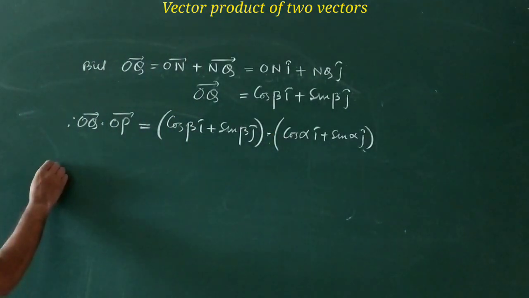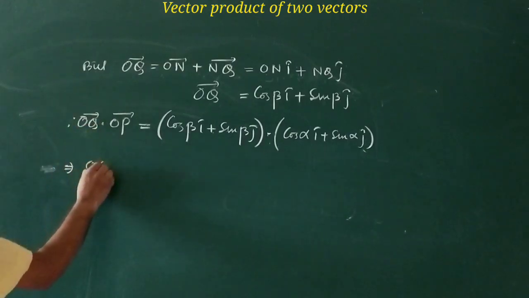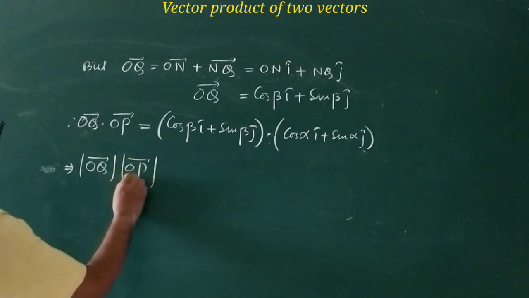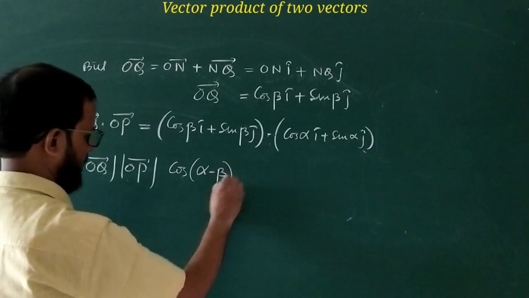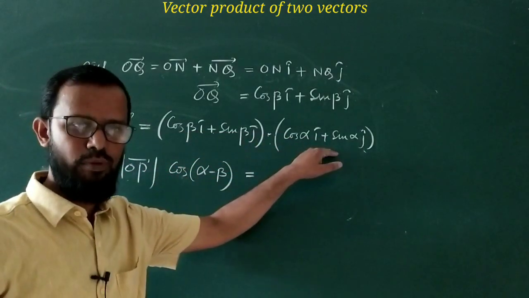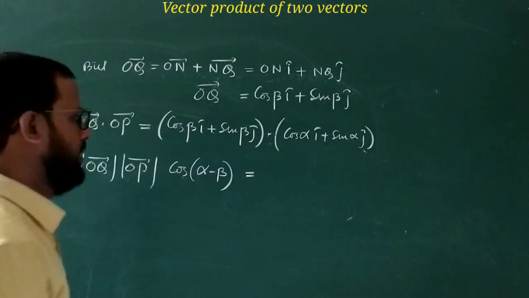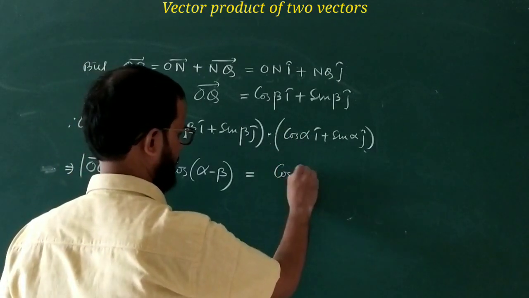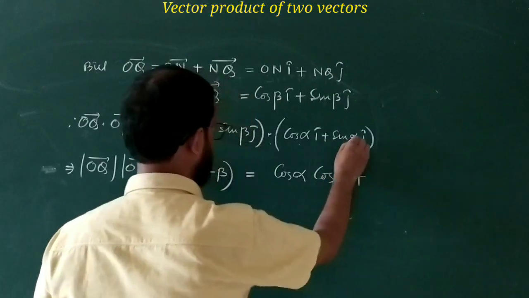Now the angle between OQ and OP, if you take the basic formula, then it will be OQ magnitude, OP magnitude into cos of the angle between them, which is alpha minus beta, and right hand side क्या होगा? These are the vectors in terms of their components, and the dot product between two vectors in terms of components is got by multiplying the corresponding components. Cos alpha into cos beta plus sin alpha into what?